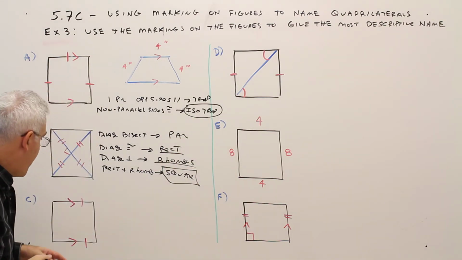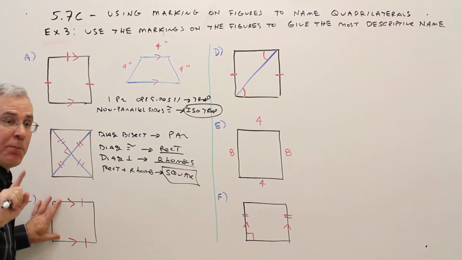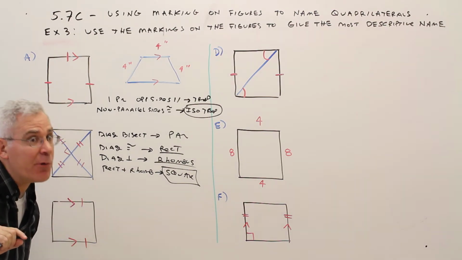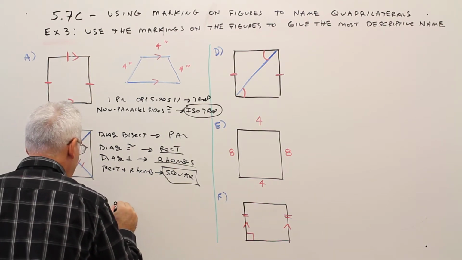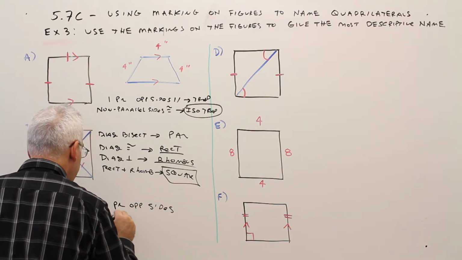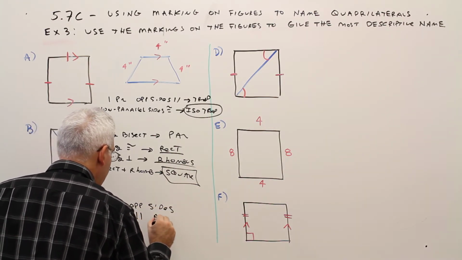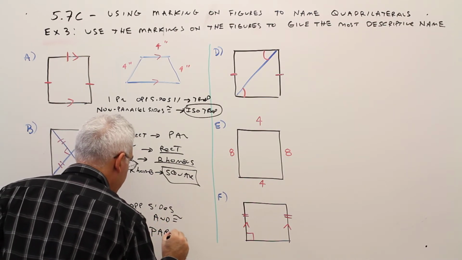All right, over here, we've got one pair of opposite sides that are both parallel and congruent. That's a way to get a parallelogram. So one pair of opposite sides both parallel and congruent gets us to be a parallelogram.